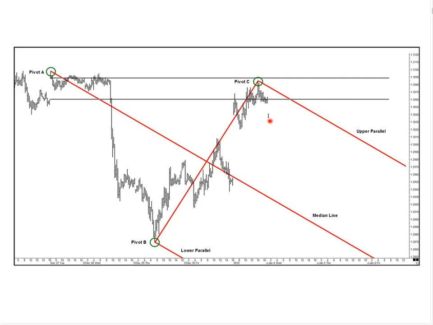I wouldn't even consider this a swing unless we took out this low. And even then, it's so-so. The buyers may be in this area. The sellers, though, are sitting up in this area. And this is what's important: identify the buyers. Identify the sellers.